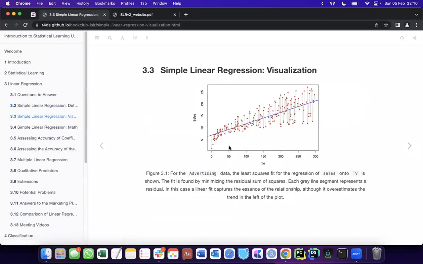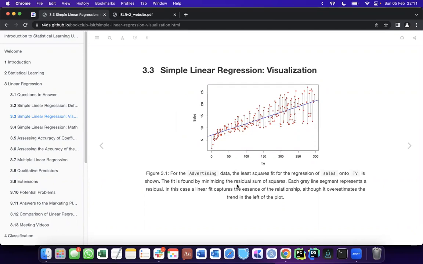And then we looked at our TV, the units of dollars, I think, spent on TV versus how many units of sales we got. And then we have this least squares line. So we fitted a least squares line through this. And then all of our different points are the red. And then we can see that we have some distance between the actual least squares line and what our actual point is. And the next thing that we are thinking about is our residual sum of squares.